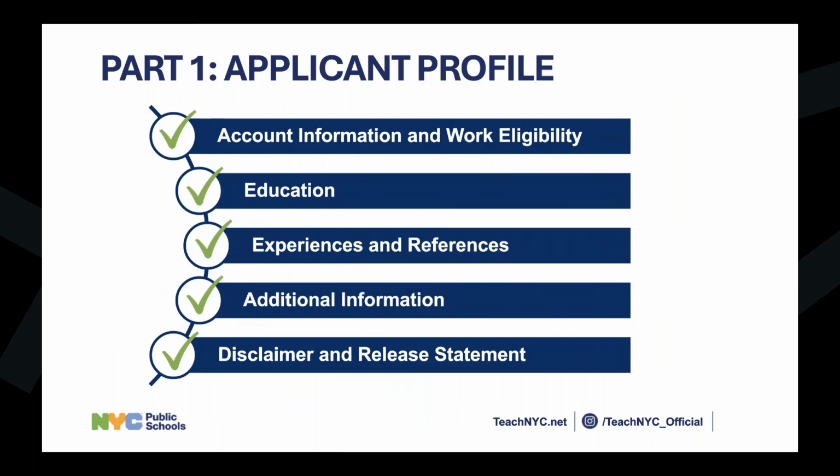You'll share account information and work eligibility. This step asks you for basic contact information and a few questions regarding your work eligibility. To be eligible to work in New York City, you must meet citizenship and/or residency requirements, and you must complete all parts of the eligibility question, especially if you answer yes to the work authorization status and indicate your specific status. Then you'll have to share information on your education history for both high school and post-secondary education.